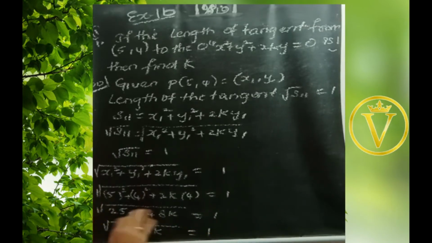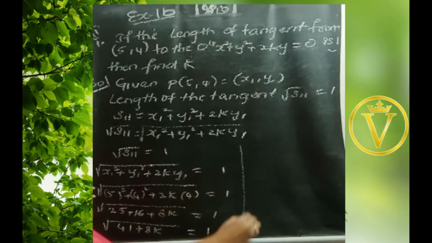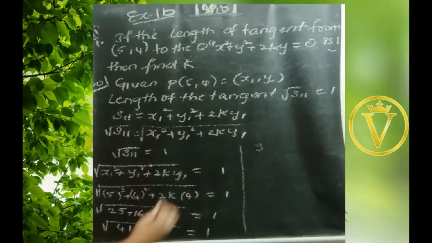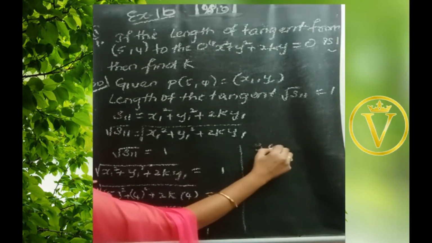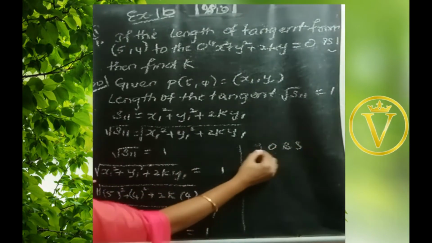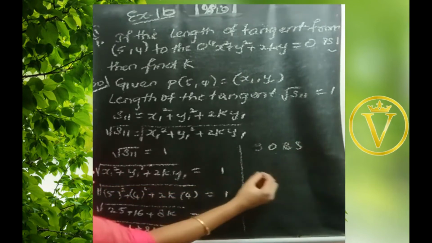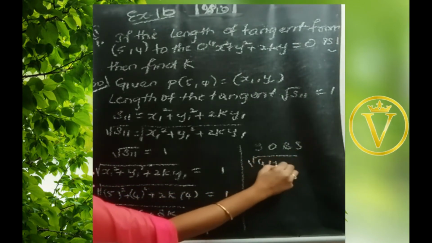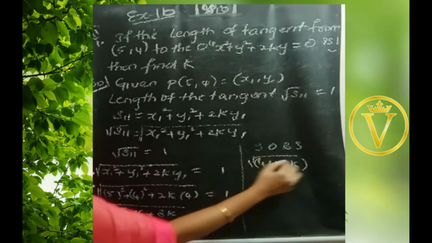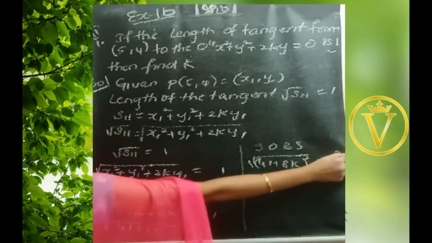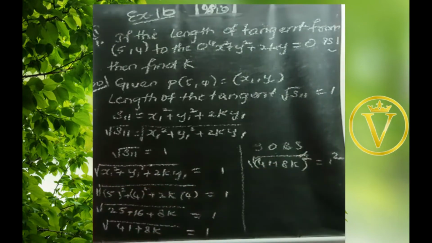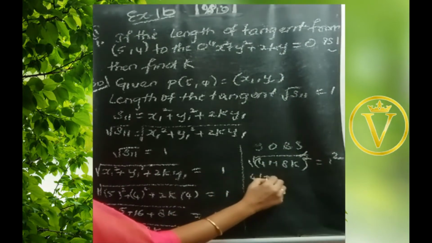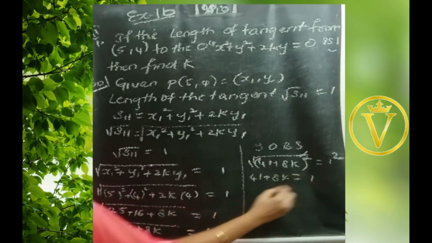Now squaring on both sides. Why? Because here root is there, so to remove the root, I am squaring on both sides. Now we get 41 plus 8k whole square equals 1 square. The root and square get cancelled, and 1 square becomes 1. So 41 plus 8k equals 1.